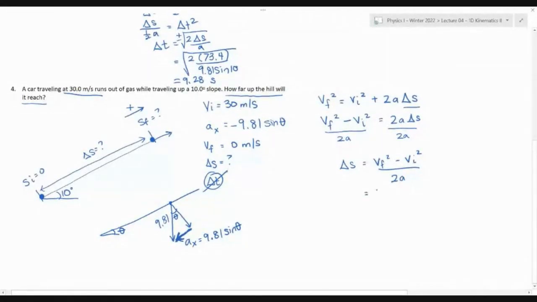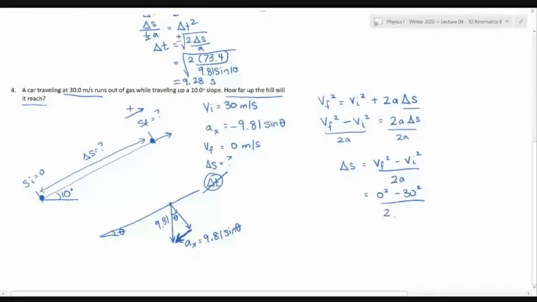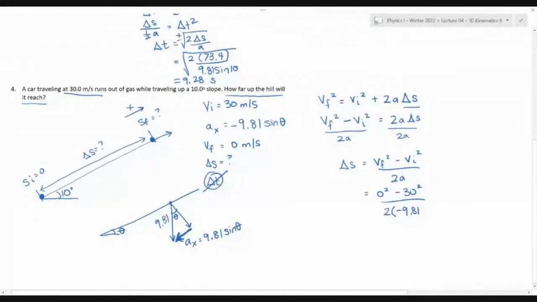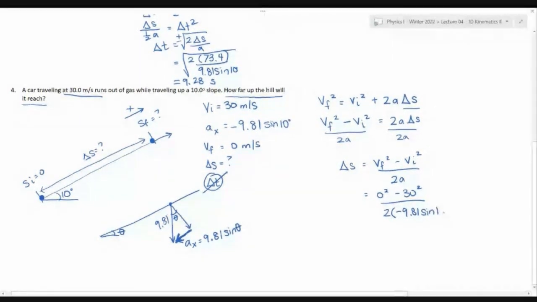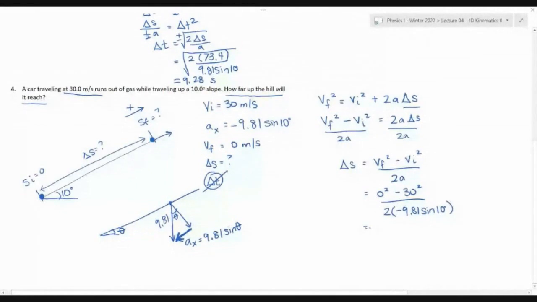V final we said is 0, minus V initial, which is 30 squared, over 2 times A, and the A is negative 9.81. I didn't put the actual angle in here. I should have. The angle was 10 degrees. Sine 10. And then we can just type that up.